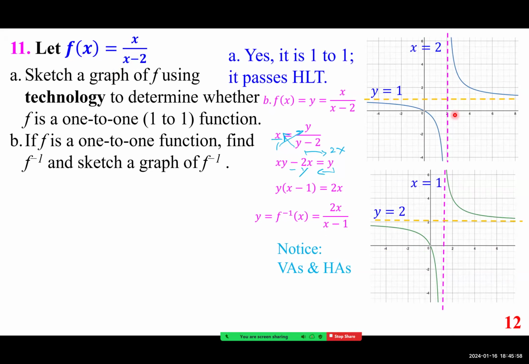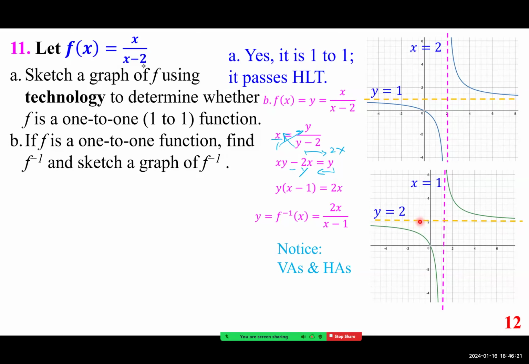So x equals 2 for this one is y equals 2. Y equals 1 for this one is x equals 1. And by the way, if you look at this one, you can see that x equals 1 is the vertical asymptote. This is 2 over 1. Y equals 2 is the horizontal asymptote. It makes perfect sense. Let's look at the domain.